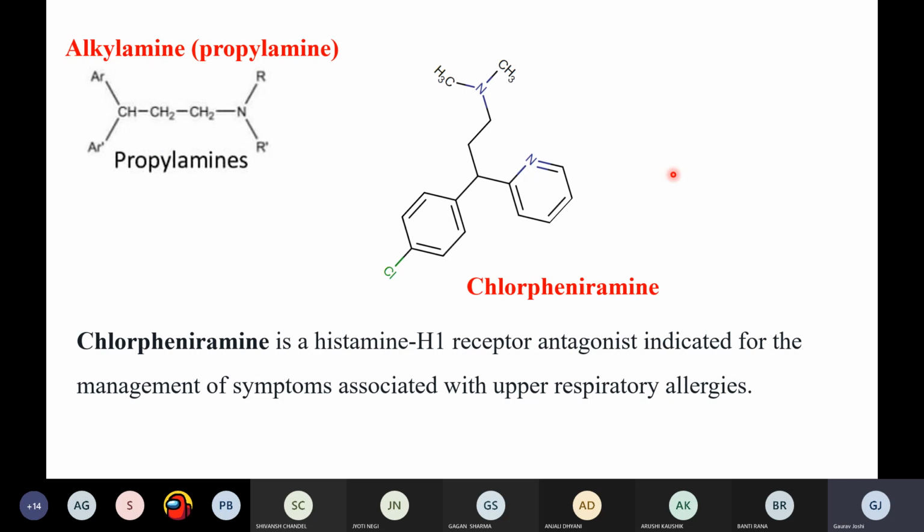The first example is chlorpheniramine. It comes in the market as chlorpheniramine maleate, right? It is more tolerable than the cetirizine drug. Now see the important thing: we have two aromatic rings. One aromatic ring is the pyridyl or pyridine ring, as we discussed in the SAR yesterday, to make the molecule more selective.